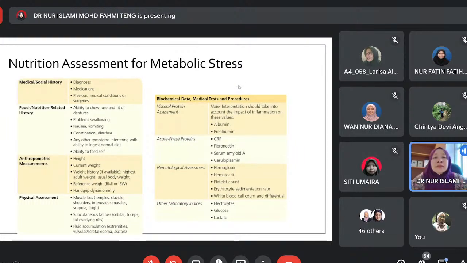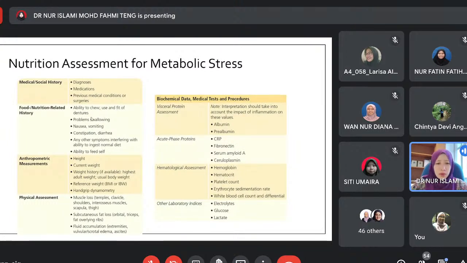Okay, so nutrition assessment for metabolic stress. So this is the list lah. Apa yang kita kena assess for those with metabolic stress. Basically it's similar. So in medical history, we assess dia punya current medication, what is the previous medical condition or surgery, this is surgery kali ke berapa kan, and then we look into their food and nutrition related history. You see, usually we ask about the ability to chew, use, and fit of dentures.